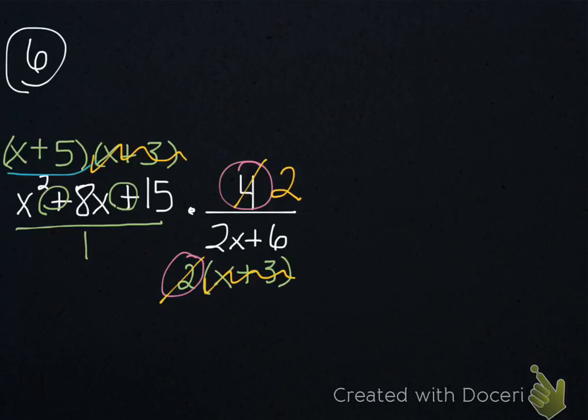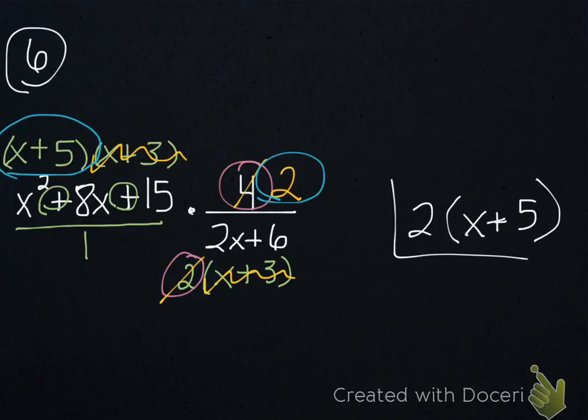Now let's see what's left. I have an x plus 5 and a 2. Both of them are in the numerator. So my answer is 2 times x plus 5. You don't need to distribute, just leave it as factored form.